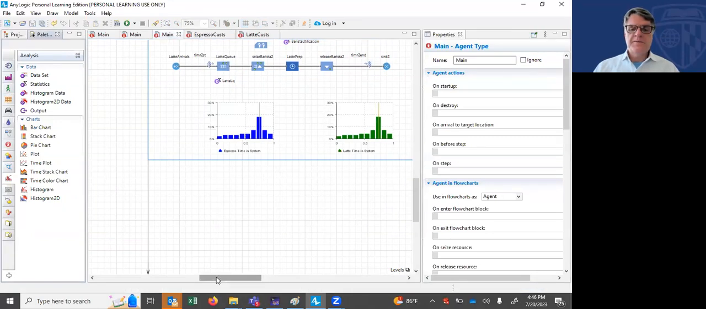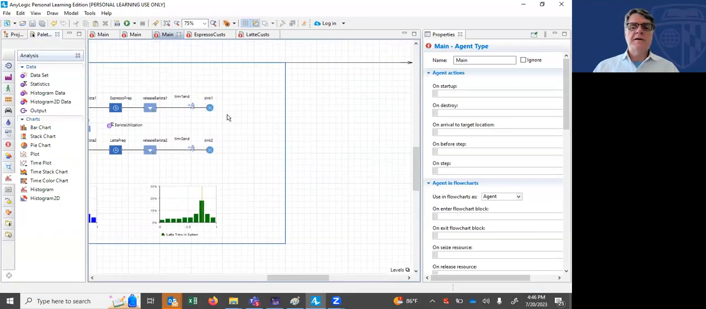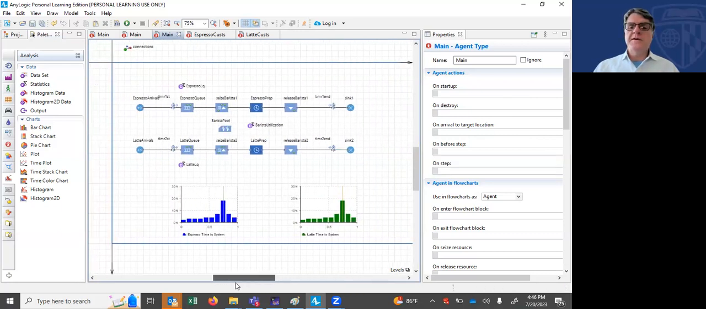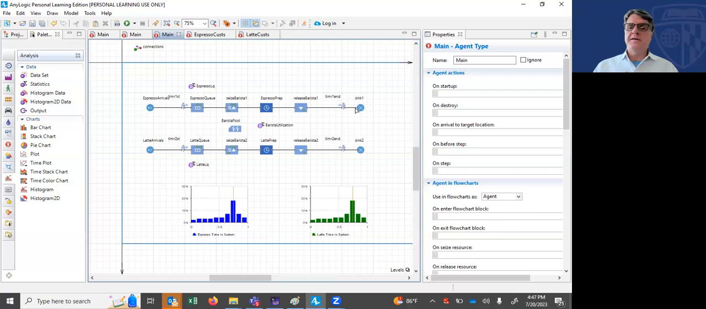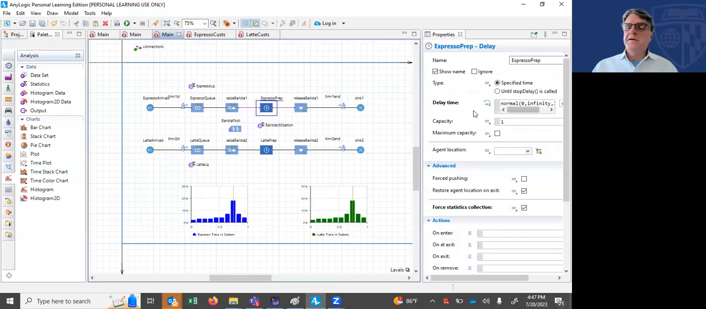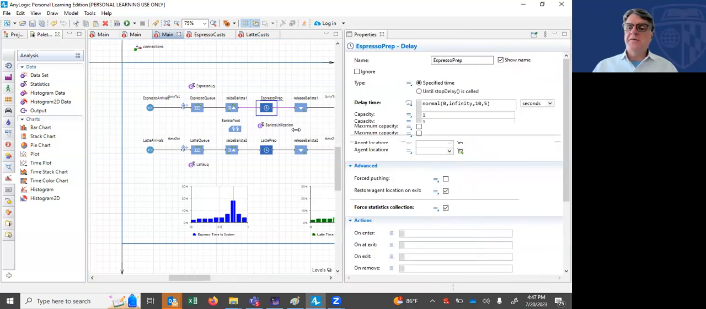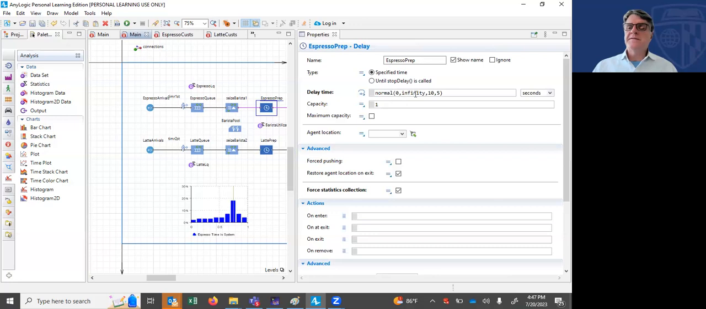Here it is. I want to show you the end of the process here. You can see that once the barista is released, we stop the timer, and then we sink or exit those customers. Same concept here. The espresso prep has a normal distribution on it as well, a truncated one, so min 0, max infinity, mean of 10, standard deviation of 5.